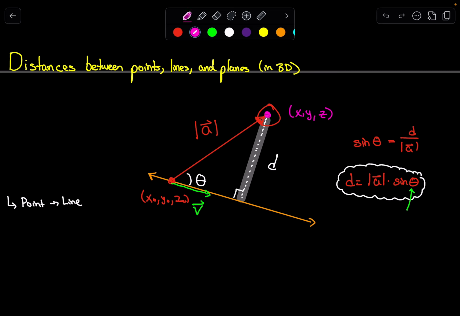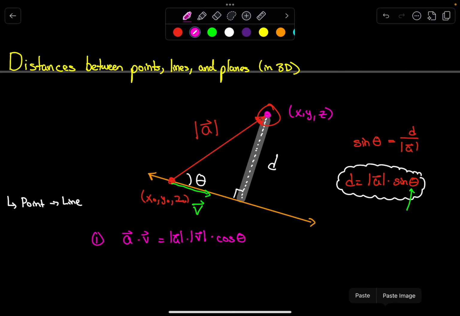One would be to use the dot product, right? We know that A dot v, where v is the direction vector, would equal the magnitude of A times the magnitude of v times cosine of the angle between them. So I could solve for theta because in theory, I know what A is, right?